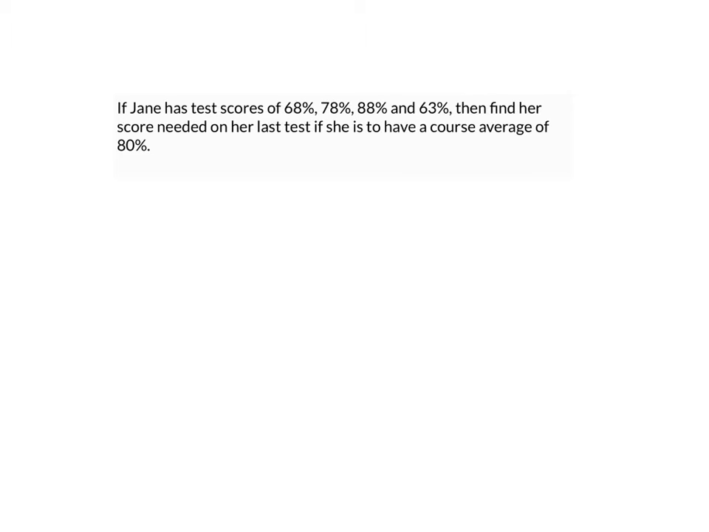So look at this first question. Jane has test scores of 68, 78, 88 and 63. To find her score needed on the last test if she has to have a course average of 80%. So the first thing we're going to do is let x equal the fifth test score.